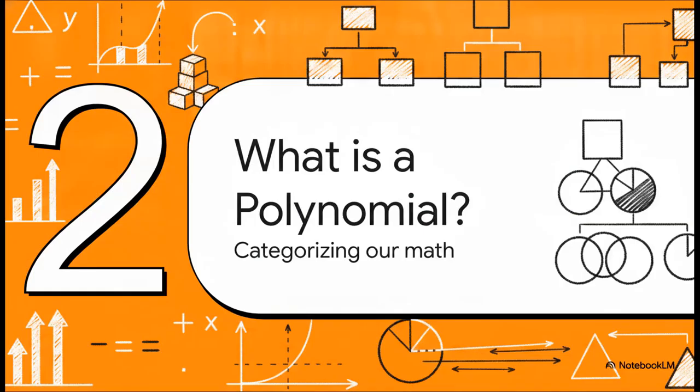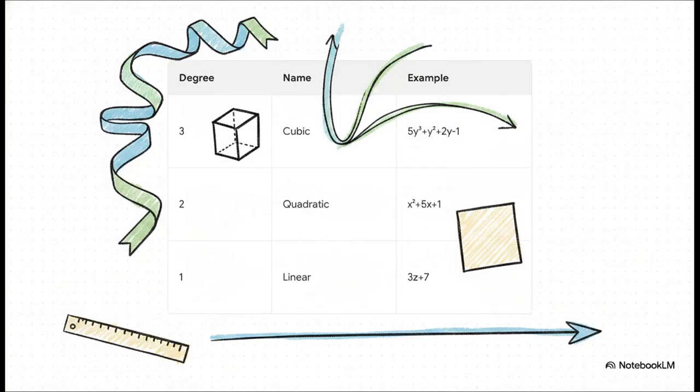All right, moving right along to section 2. What is a polynomial? Now that we know the basic words, it's time to learn how math categorizes these expressions based on their power. See, algebraic expressions involving variables and their powers are called polynomials, and this brilliantly illustrates how neatly we can organize these equations based on what we call their degree. The degree is simply the highest power of the variable present in the expression.